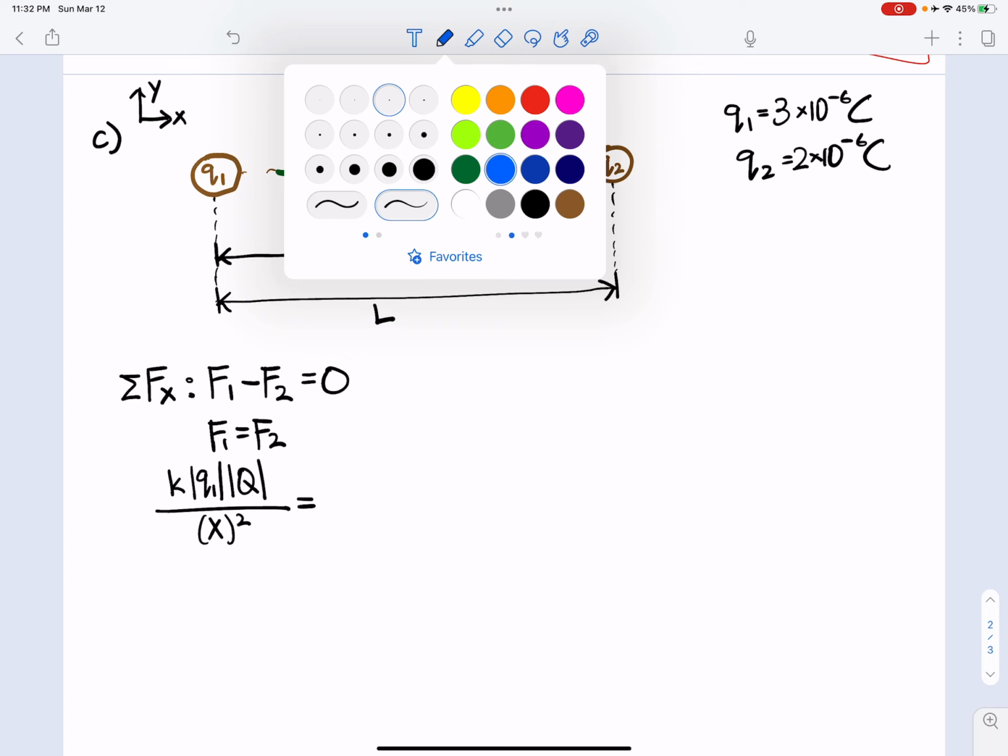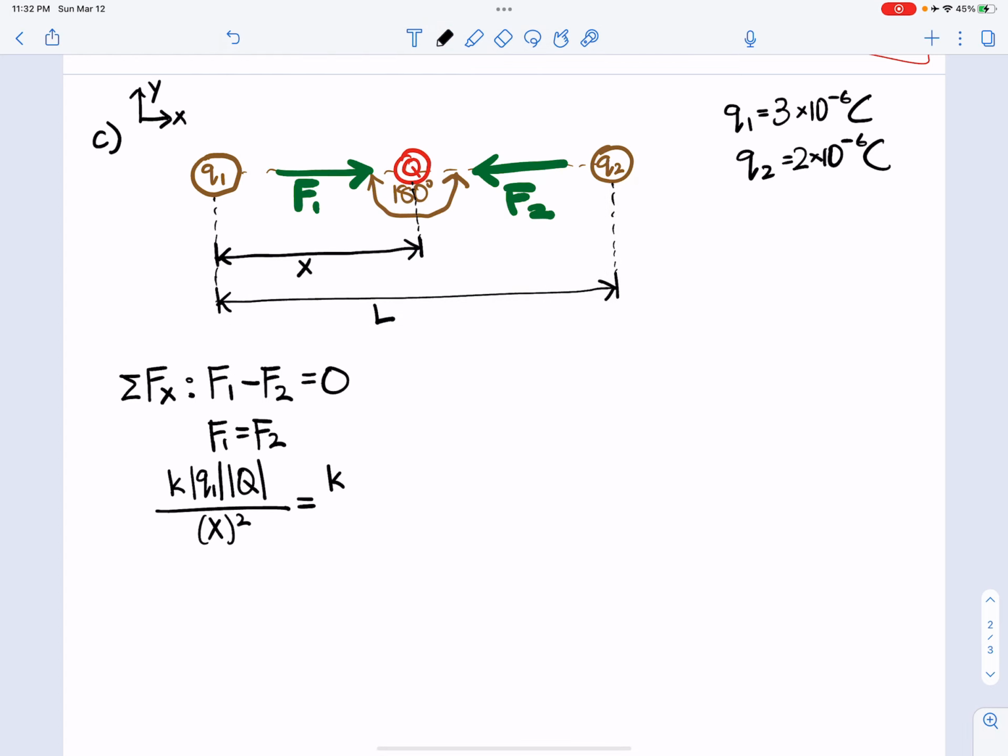and that is equal to the electrostatic constant K, times, what is our source charge for F2? Source charge is Q2, and what is the particle charge that we're looking for? That's capital Q, divided by the distance between the center of charges. So the distance between capital Q and Q2 right here is going to be L minus X, right? Okay, so times L minus X squared.